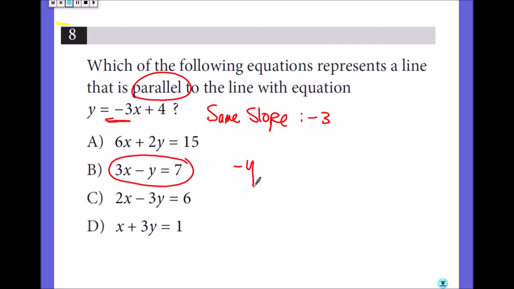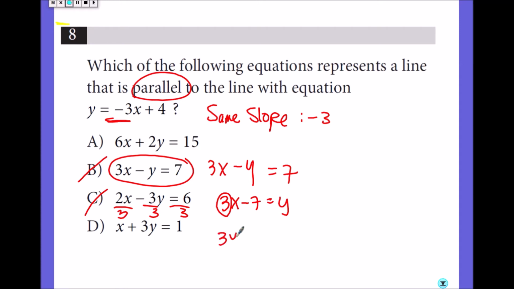3x minus y equals 7. So when I move y to the other side, it becomes 3x minus 7 equals y, so it's positive 3. So no. What about the second one? It will become 2/3 because we have to divide by 3 and move it to the other side, so no. What about this one? So 3y equals negative x plus 1. So that's negative 1/3. So no. So it has to be A.